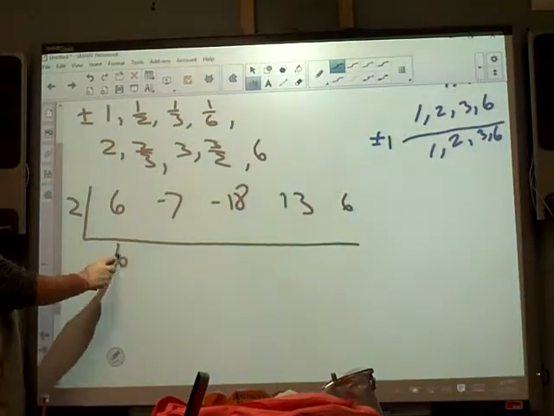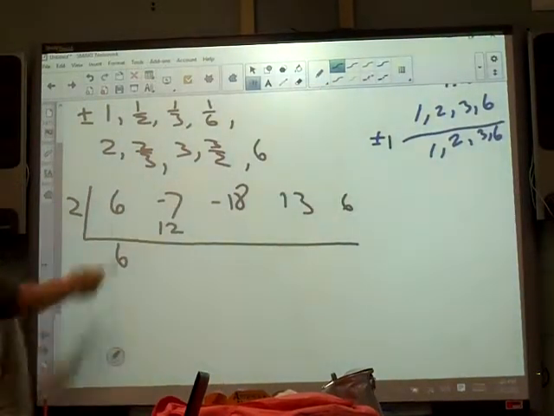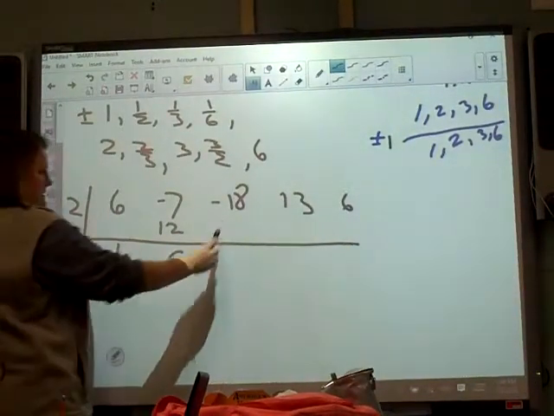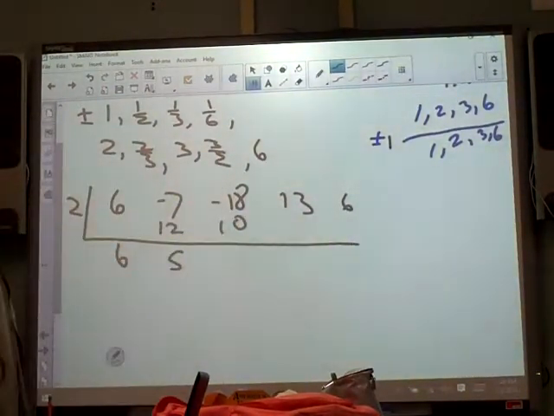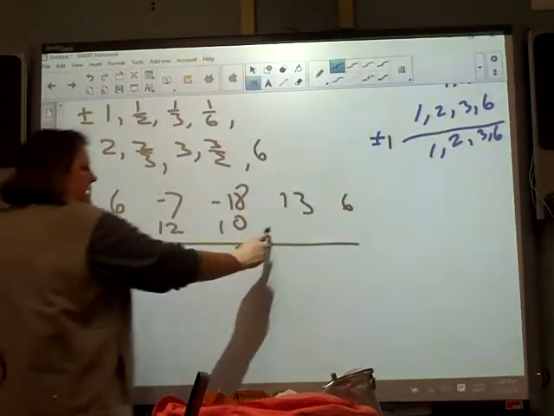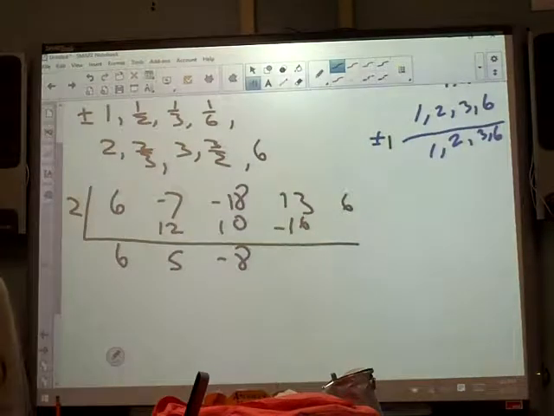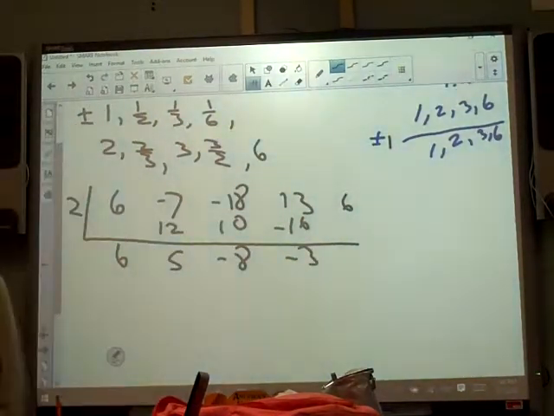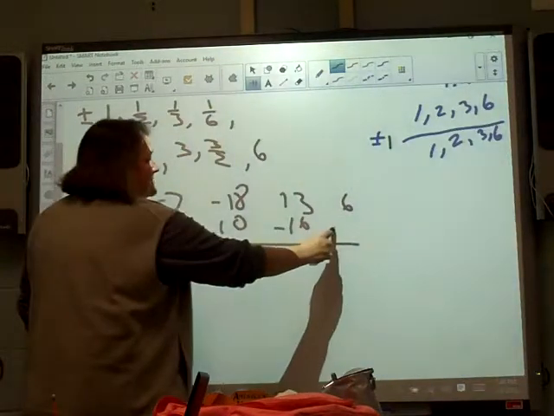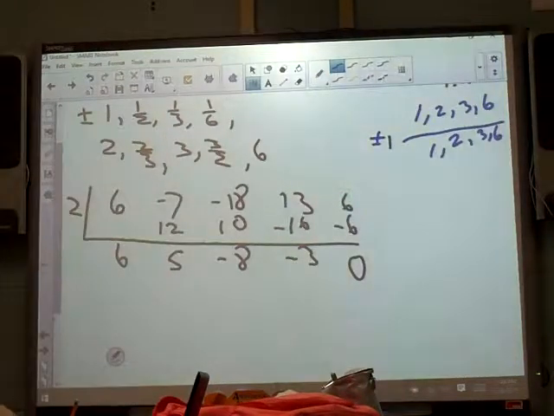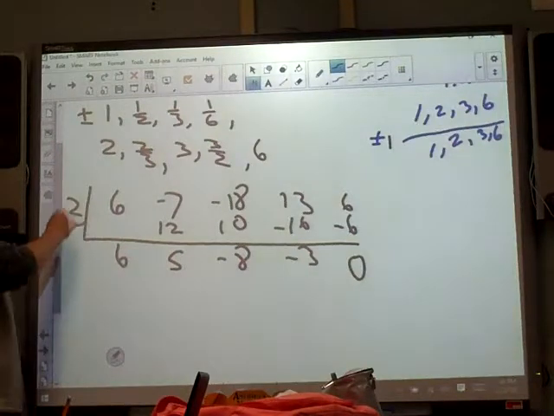Alright, 6 times 2 is 12. Negative 7 plus 12 is 5. 5 times 2 is 10. Negative 18 plus 10 is negative 8. Negative 8 times 2 is negative 16. 13 and negative 16 is negative 3. Grace may be a lucky number picker. Negative 3 times 2 is negative 6. 6 and negative 6 is 0. I'm awesome. Woo! First period we picked 3 before we found one that worked. So, way to go, Grace.